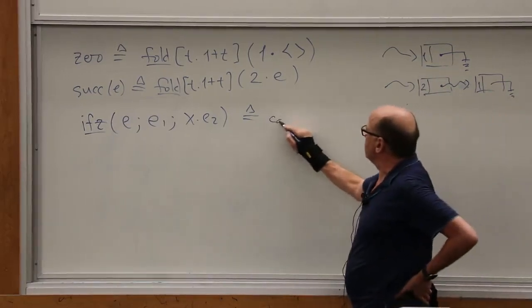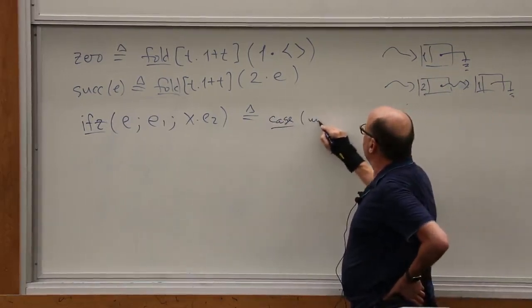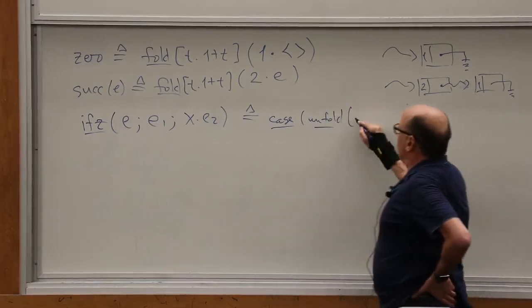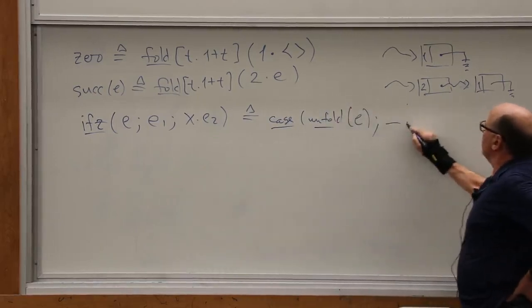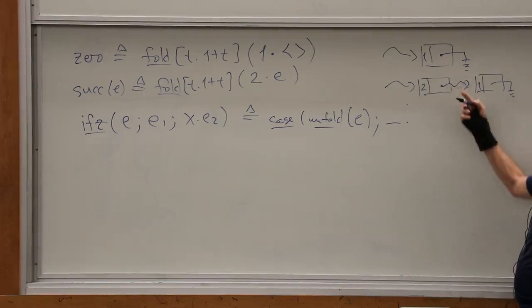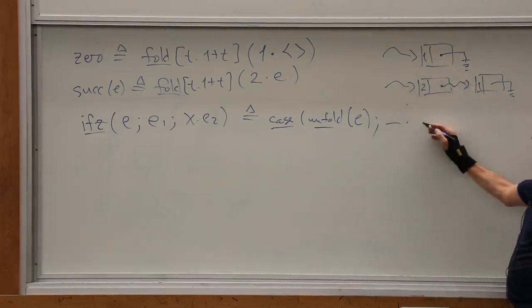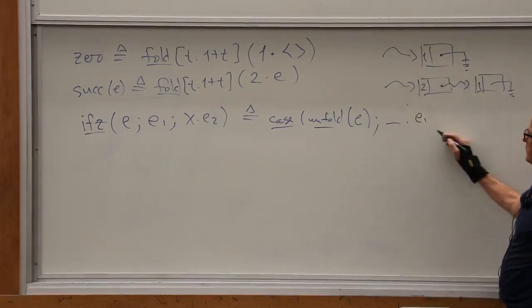So what do I do? I do a case analysis on the unfold of E. And in the first case, well, I already know what comes. If it's actually a 1, then there's nothing there. So I'll just write E1. That's why it's written like that.